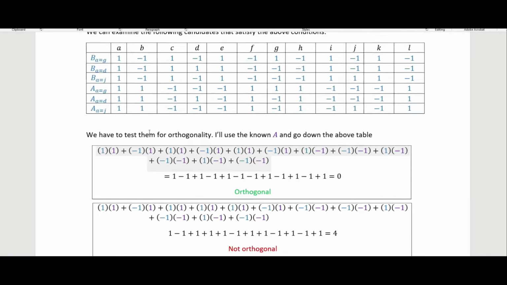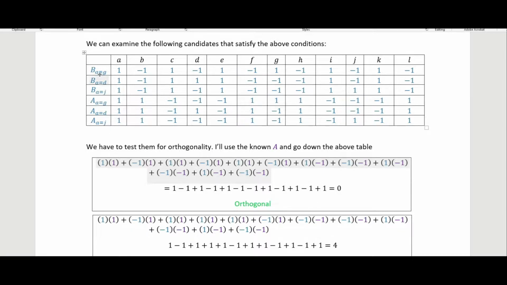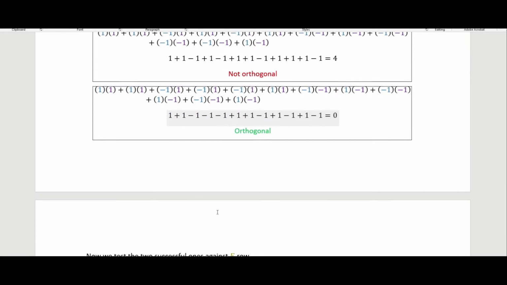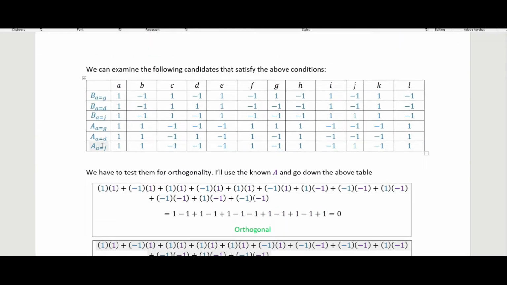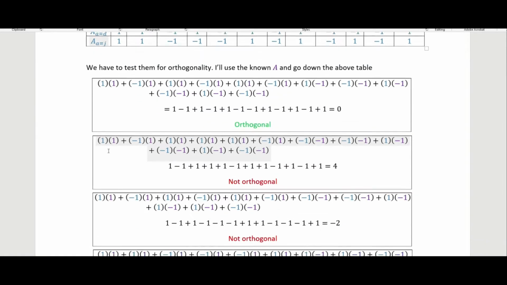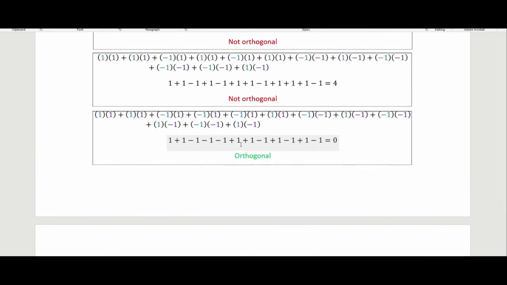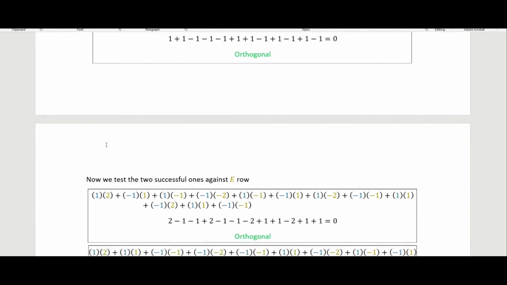So this first one up here, I'm just doing it in the order that I have on this table. This B with A equals G is orthogonal. Then we have a bunch of non-orthogonal. Then this last one here is orthogonal. So this A with A equals G, or A equals J here, is also orthogonal. And so we have two orthogonal ones that we found from there.